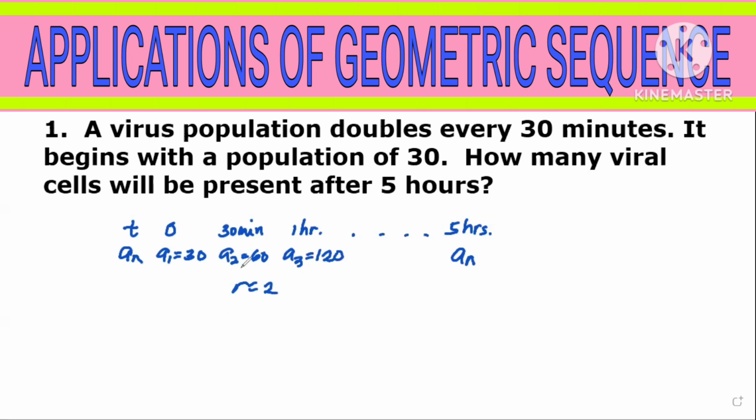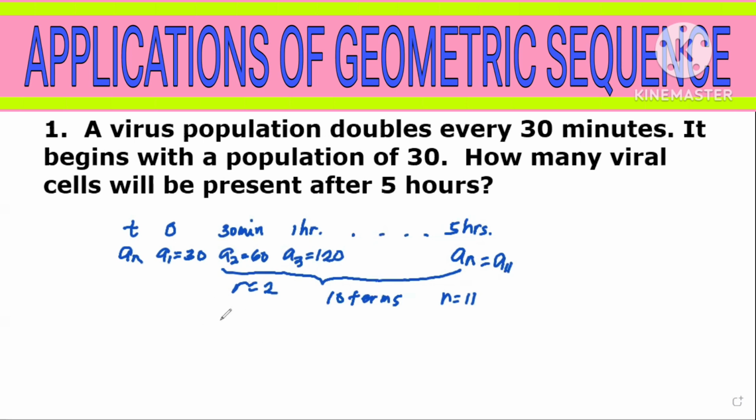So since there are 10 30-minutes in 5 hours, that means that from a sub 2 up to a sub n, we have 10 terms, right? Now, if we add a sub 1 to 10 terms, that would have a total of 11 terms. And therefore, we are actually looking for a sub 11, which is the amount of virus after 5 hours.